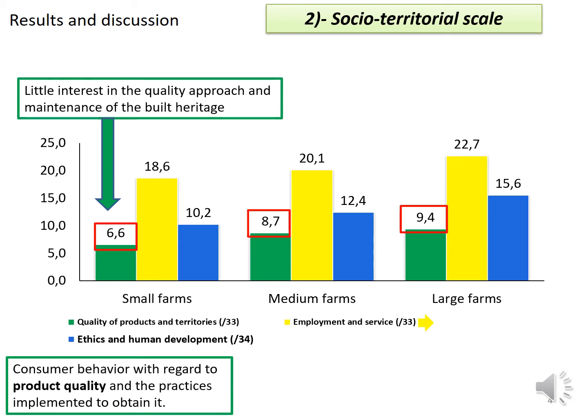The averages of the score of the indicators of the first component, quality of products, are very low for all the groups. In fact, there is no importance to the quality approach by the farmers and the promotion of products according to standards and labels, which is a problem.